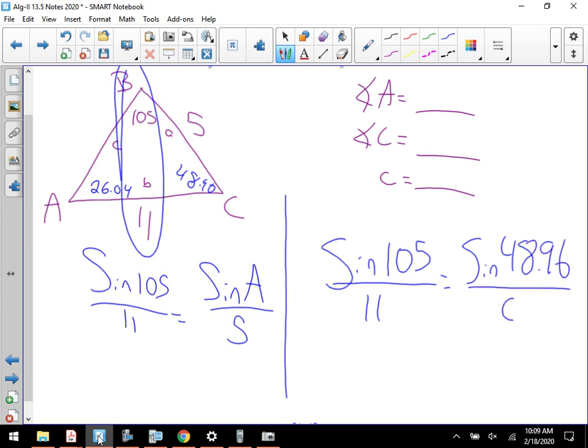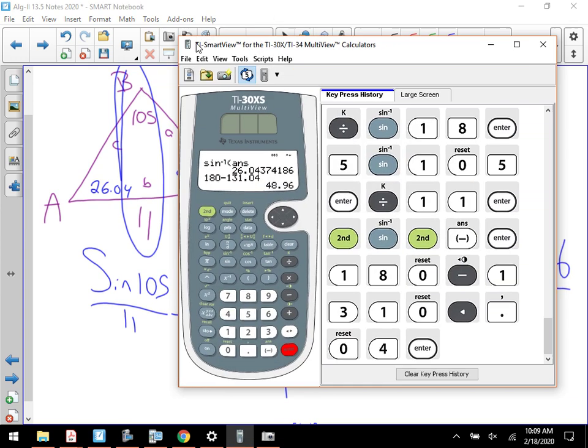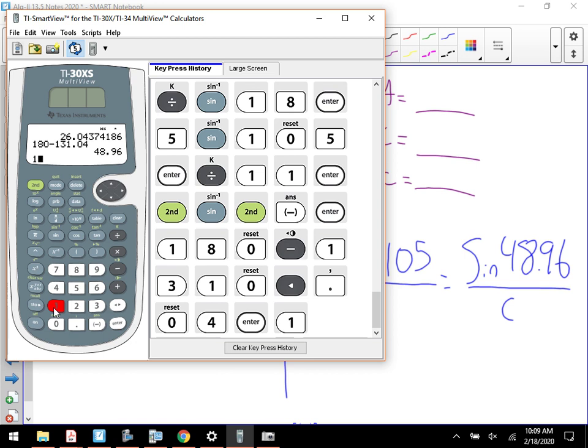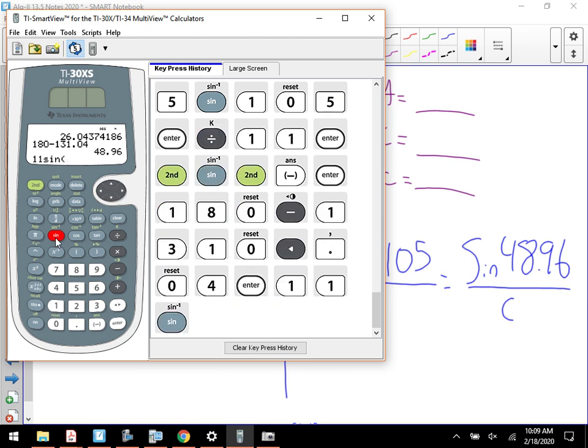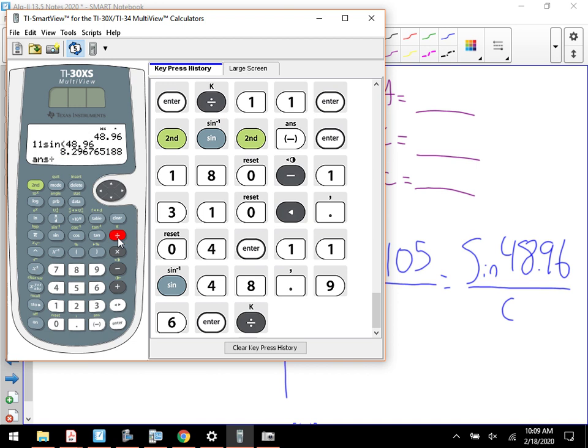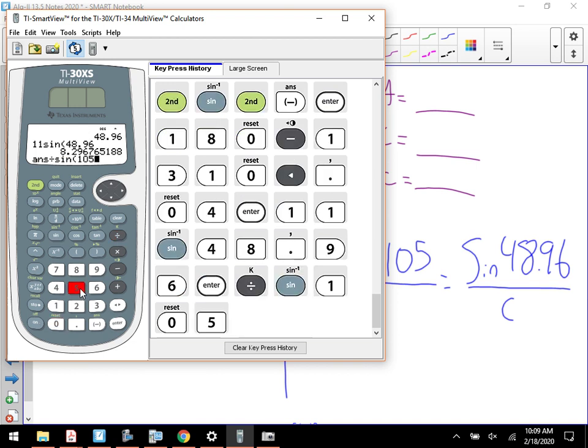Is 2 little c. Multiply by 11, divide by the sine of 105. 11 sine 48, 96 divided by the sine of 105, 8.59.